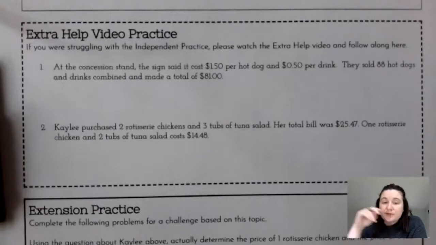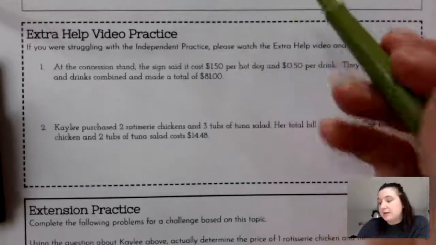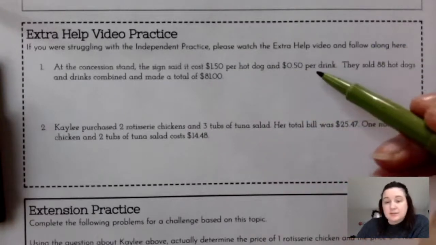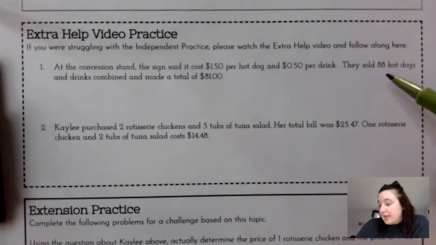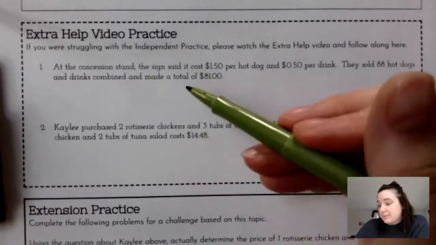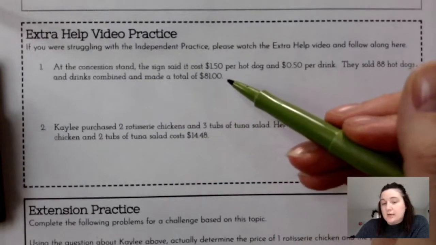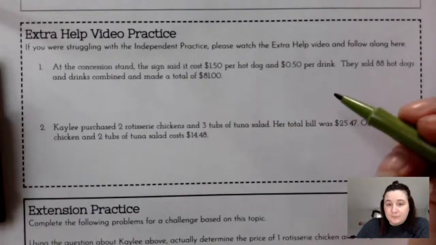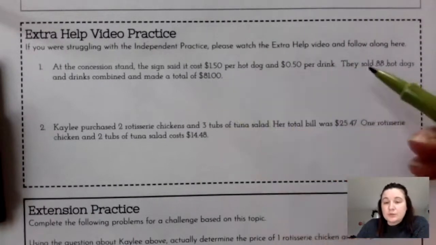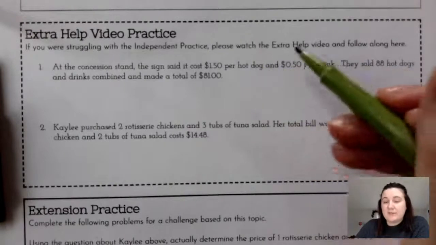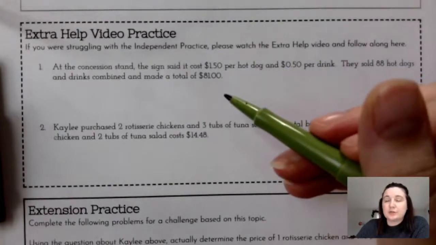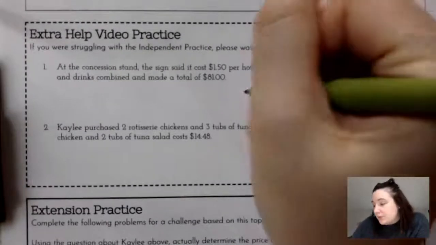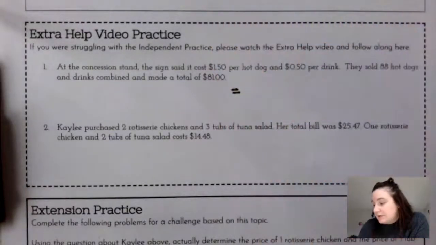So this first one says, at the concession stand, the sign said it cost $1.50 per hot dog and 50 cents per drink. They sold 88 hot dogs and drinks combined and made a total of $81. So this is similar to the coins problem. They give us two totals and then some information about the values, but the two totals are the quantity total and the value total. So I know these are my two equations.